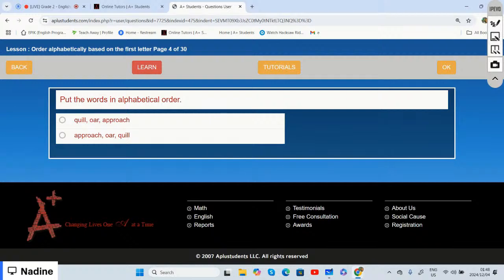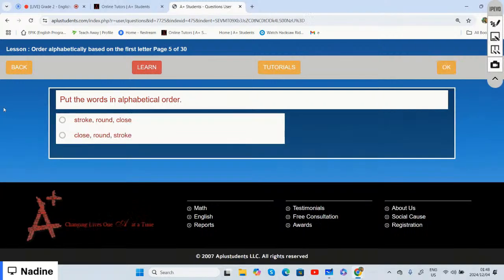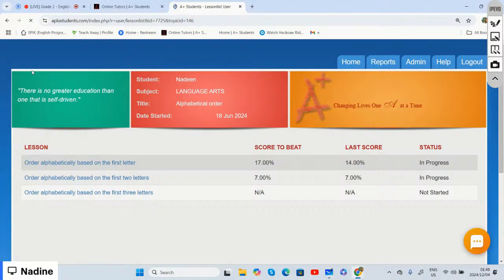All right, then if we were to choose the correct option, then yes, we will go with option two because A for approach, then O for or, and then K for kill. Well done. All right, so this is now the end of our lesson on alphabetical order. Thank you very much, everybody, for joining the class.